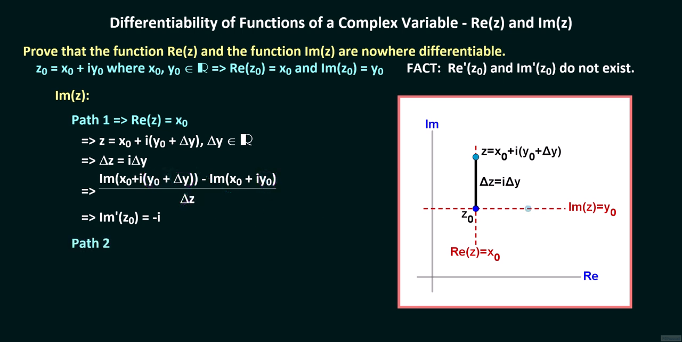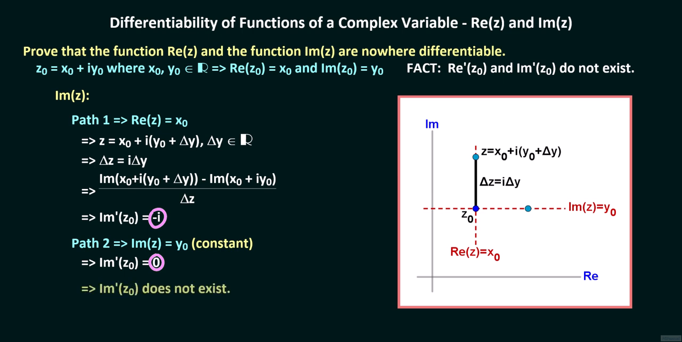Path number 2 is the horizontal line through z sub 0 with the imaginary part of z equal to y sub 0. So this time, the imaginary part function is constant at y sub 0 along this path, and therefore its derivative or rate of change along this path is 0. Once again, two different paths, two different derivative values, so that the derivative of the imaginary part function does not exist for any complex number. Therefore, the real part function and the imaginary part function are nowhere differentiable.